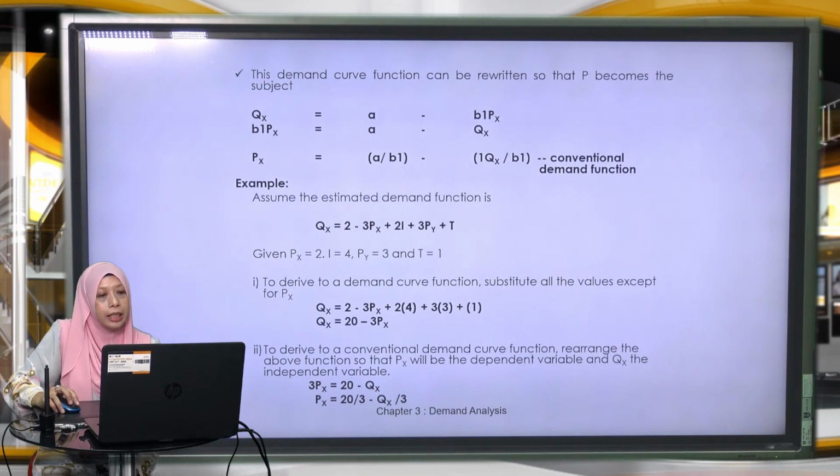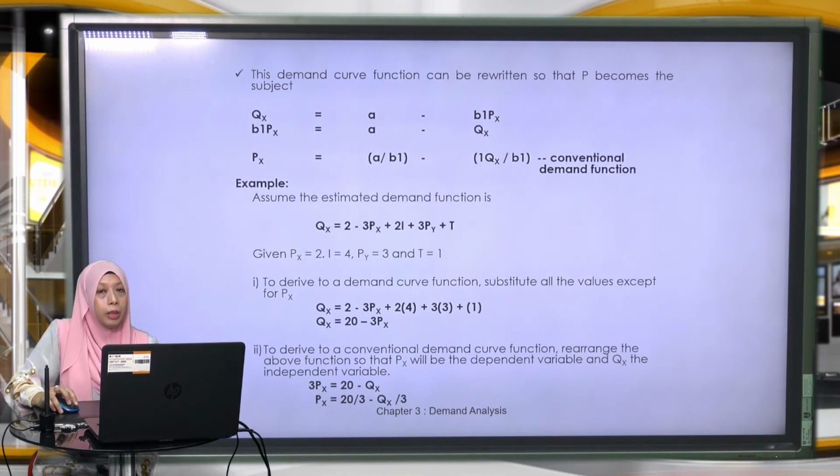Okay, you can see that it is Qx = 2 - 3Px + 2I + 3Py + T, where Qx represents quantity demanded for good X, Px is the price of good X, I represents income, Py represents the price of good Y, which is another product, and T represents taste.